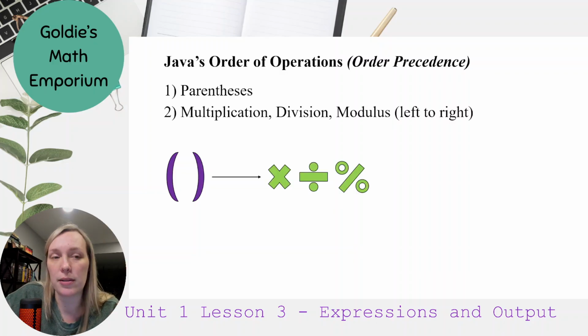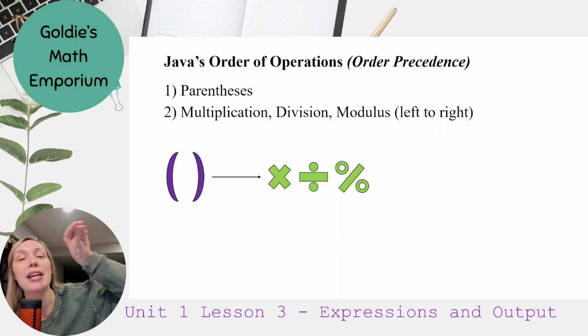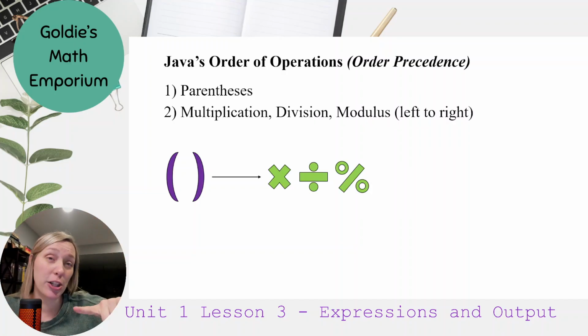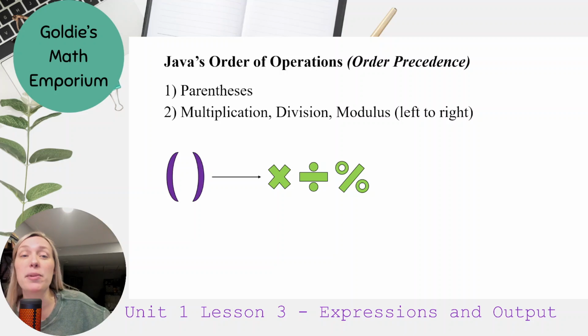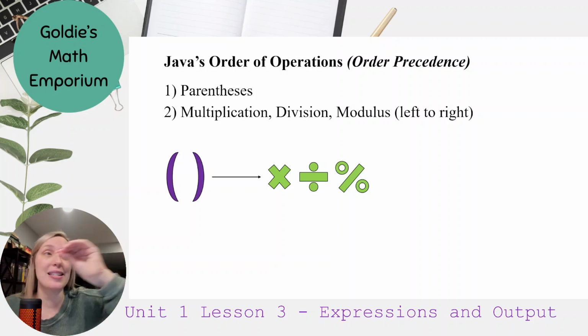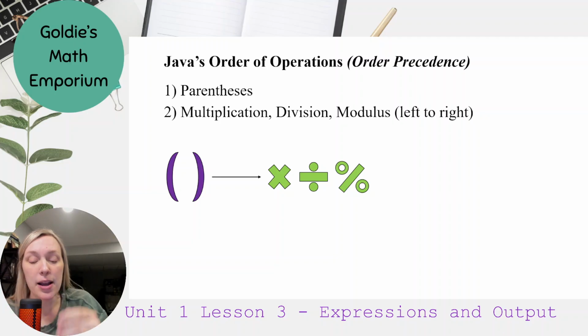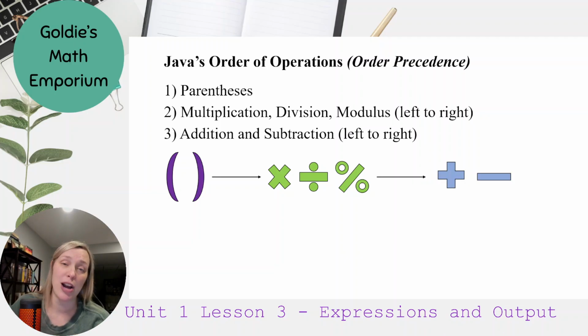Order of operations next, we go to multiplication, division, and modulus. Now, if you don't know what modulus is, we are going to learn about this in this lesson, so stick around. It's a new type of operator, but we do multiplication, division, modulus. All of them are on the same line. We do them in order from left to right. After we do all of those, the last thing is addition and subtraction, left to right again.